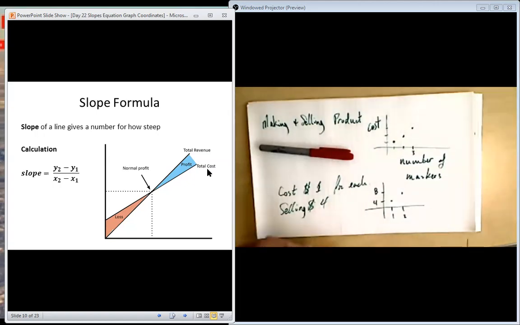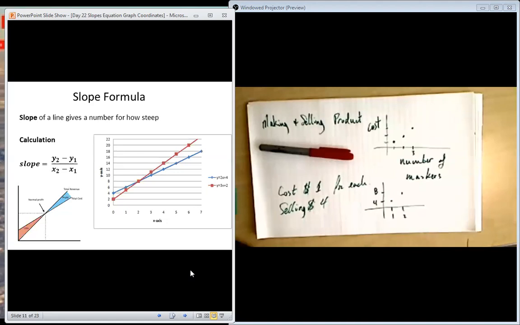Okay, so what has to happen? You want to sell these things in order to make some money. And this helps you figure out how many markers you need to sell in order to make a profit. Okay. Another example, just with some numbers in there.